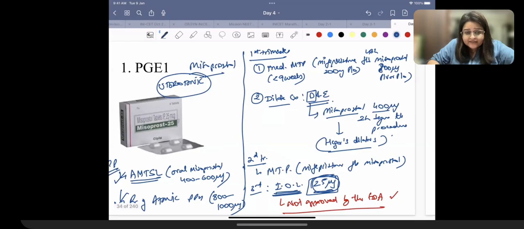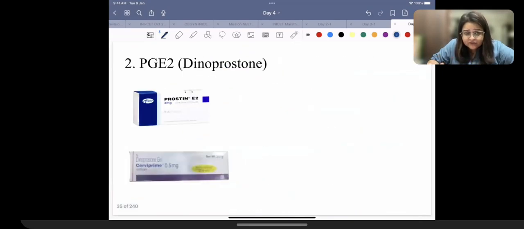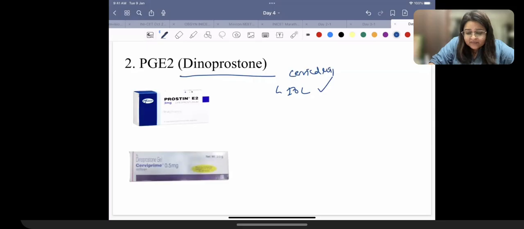ठीक है? Next is prostaglandin E2, that is dinoproston. What is dinoproston? It is a very mild uterotonic. It's not a strong uterotonic. It's much milder than misoprostol, and the only use is in induction of labor. ठीक है, तो ये है easy remember. This is easy to remember, and it is also here. So your books will say cervical ripening and induction of labor. So it's the same thing I told you. So it ripens the cervix and the patient goes into labor.